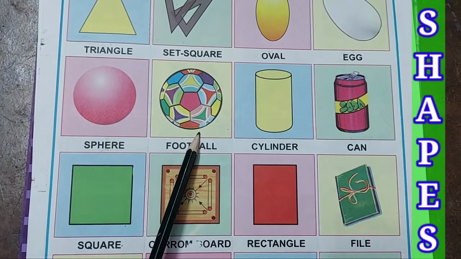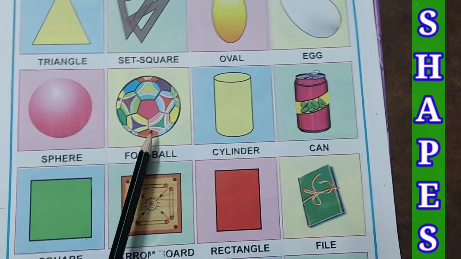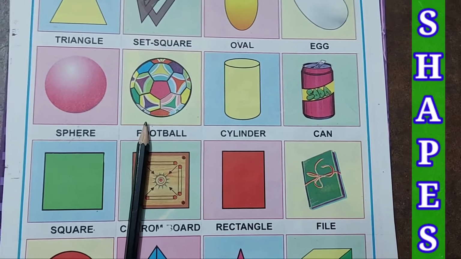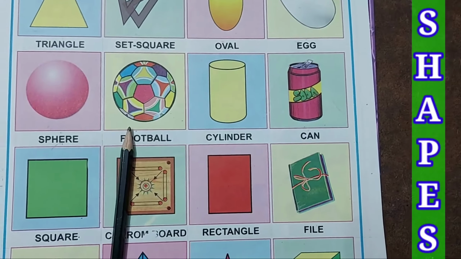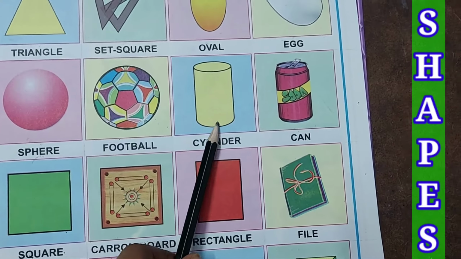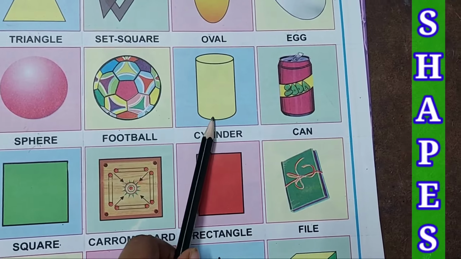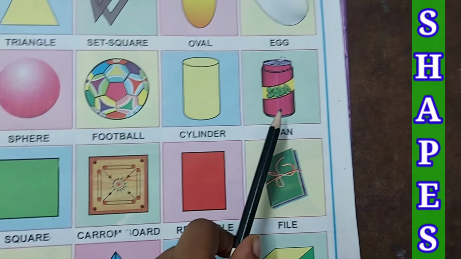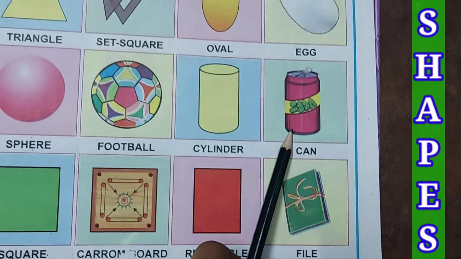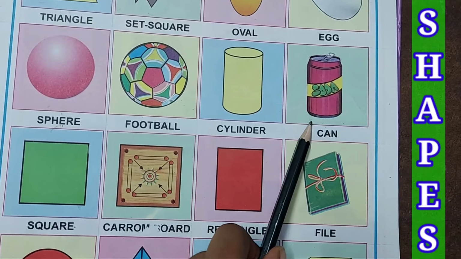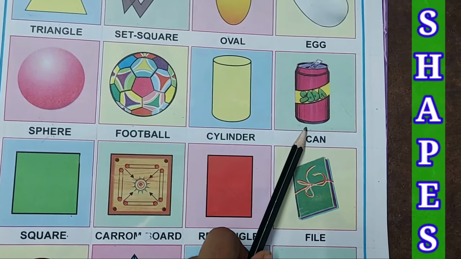Next, this one is a football. A football's shape is a circle. Circle, yes. This is a cylinder. This is the shape of a cylinder. We drink cold drinks in cans. This is also a shape. This shape is also a cylinder.